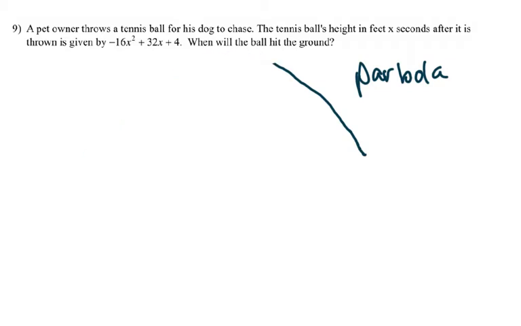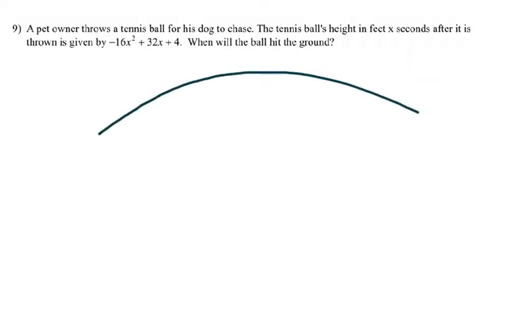And so this one, it says a pet owner throws a tennis ball for his dog to chase. So if you throw the ball, it's going to go up and it's going to come down. Okay. Gravity on Earth is stable and constant, and it's negative 32 feet per second.